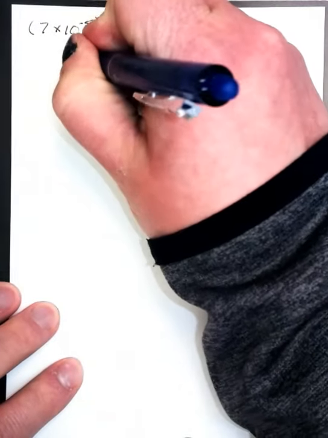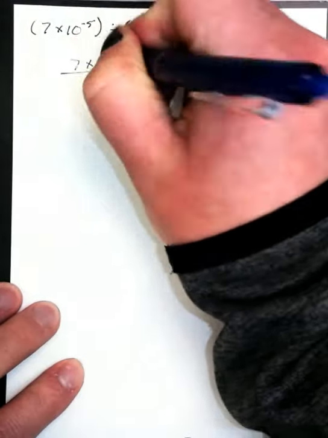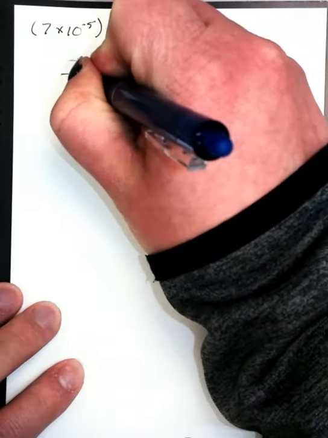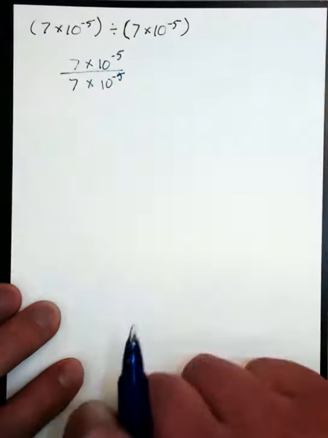In this video, we'll be dividing numbers written in scientific notation. As I mentioned in the multiplying video, multiplying and dividing are my favorite operations to work with when dealing with scientific notation, and let me show you why. I'm going to set this problem up just like it is a fraction.